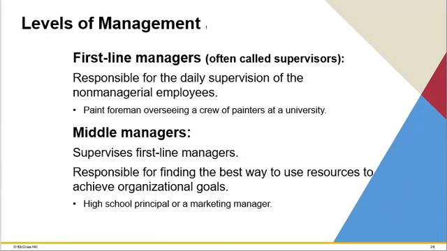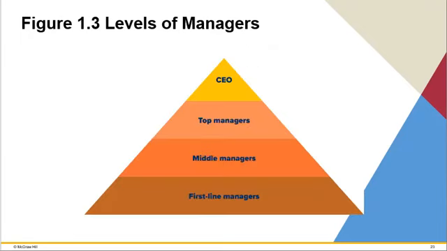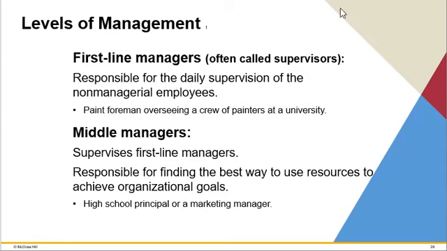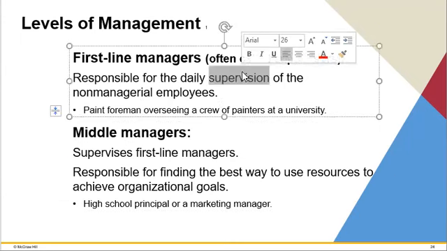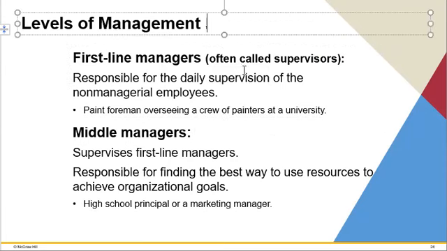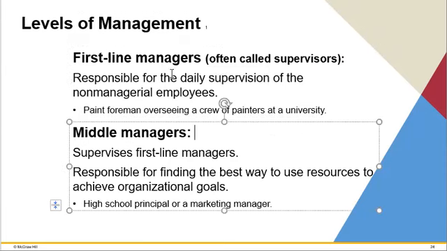Okay. So kita nak tengok first line manager ni siapa. So first line manager dia duduk dekat bawah sekali tadi kan. Duduk dekat bawah ni. Okay. So sebab tu dia panggil sebagai first line manager. Ataupun bahasa yang kita selalu jumpa adalah supervisor. Okay. Yang kita selalu jumpa lah. Supervisor. Okay. So first line manager responsible for daily supervision of the non-managerial employees.